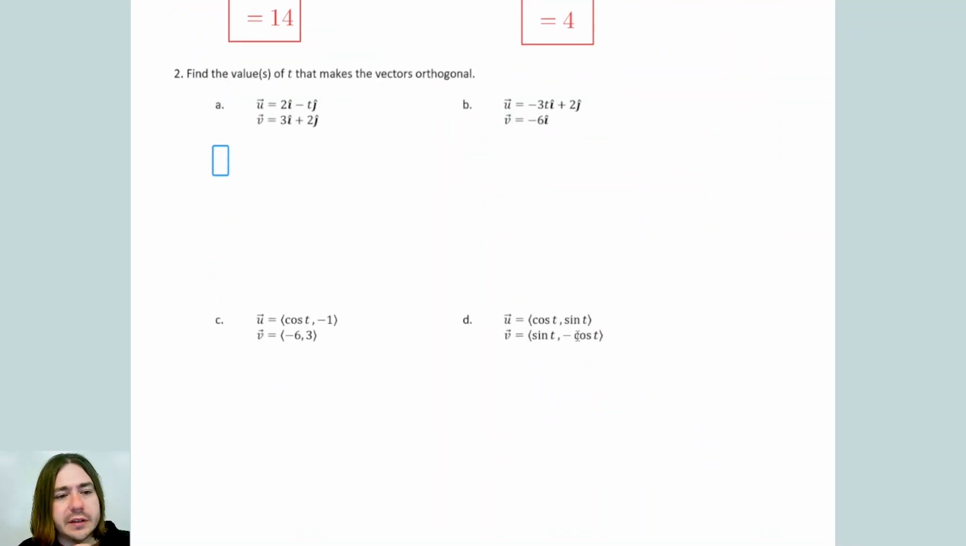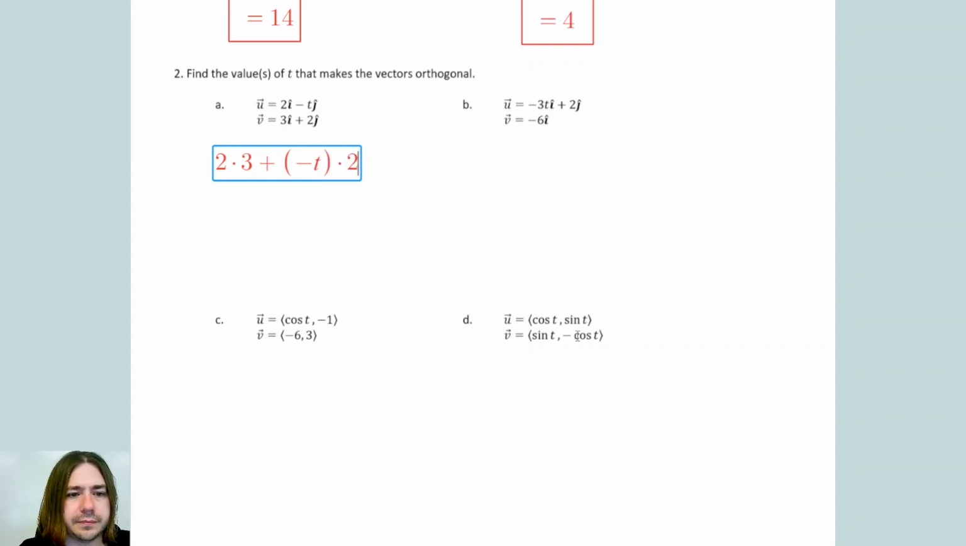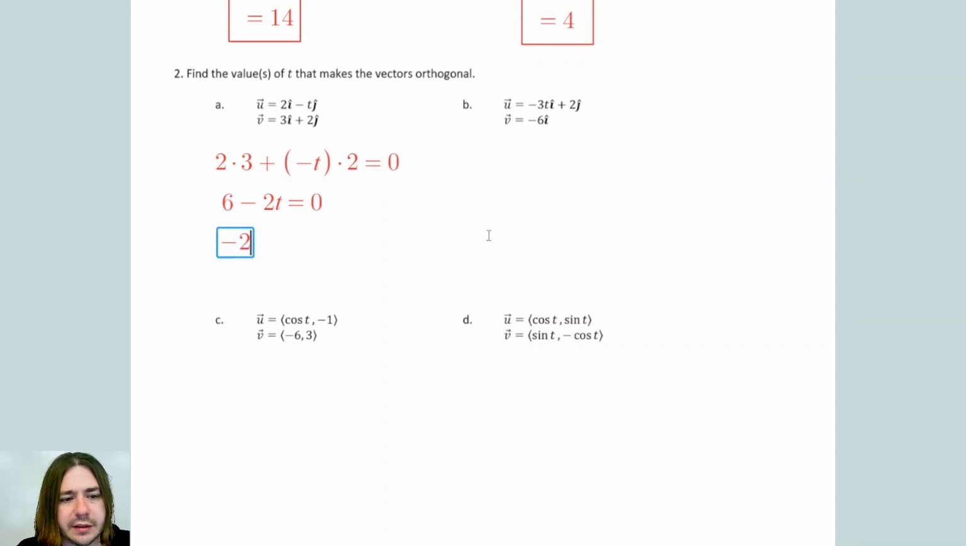So in order for the dot product to be 0 here, we need to say that 2 times 3 plus negative t times 2 is equal to 0. And so we're going to solve for t here. So I'm just going to clean up this equation. 2 times 3 is 6, minus 2t equals 0. From there, we will subtract 6 from both sides and divide both sides by negative 2, so we get t equals 3. So t is 3. When t is 3, that means that these would be orthogonal.